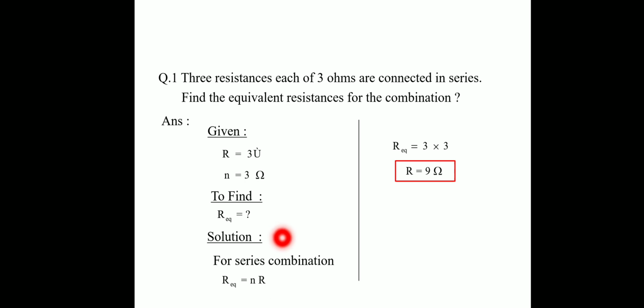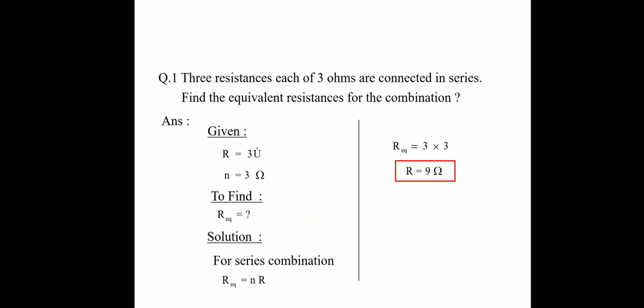So here, a formula, total number of resistances multiplied by value of each resistor. 3 into 3 will give us 9 ohms. So equivalent resistance is 9 ohm. That means if we replace the 3 resistors with only one resistance, then it should have a value of 9 ohm to produce no change or have the same effect.